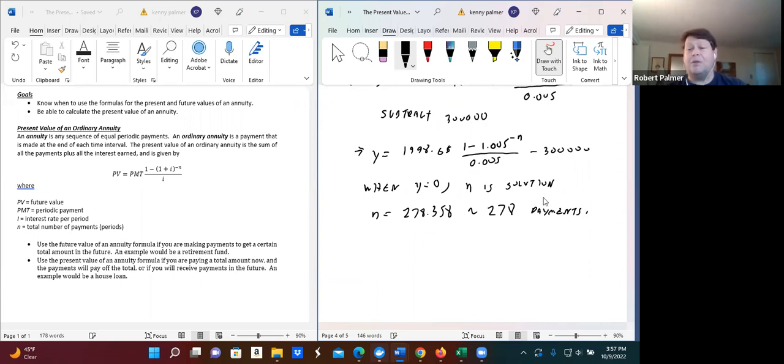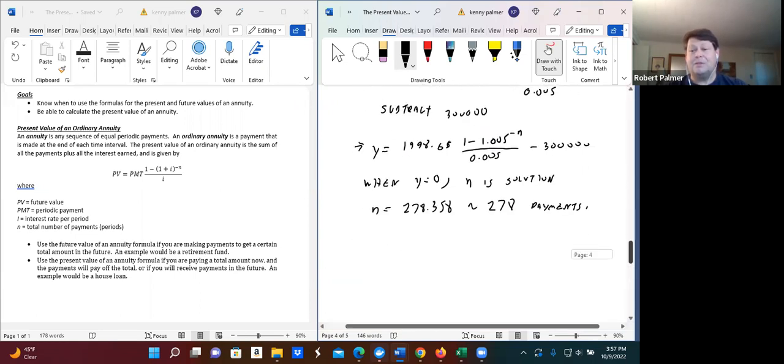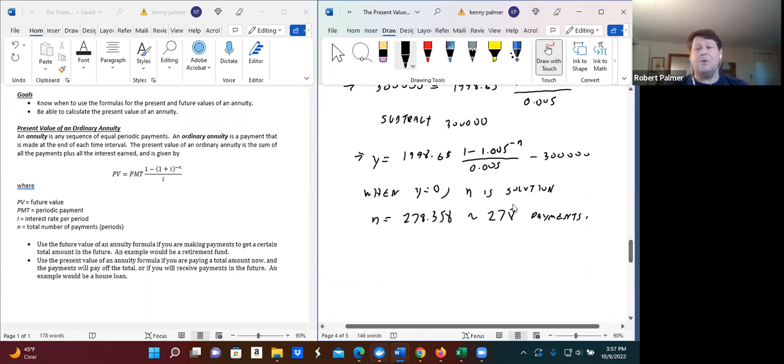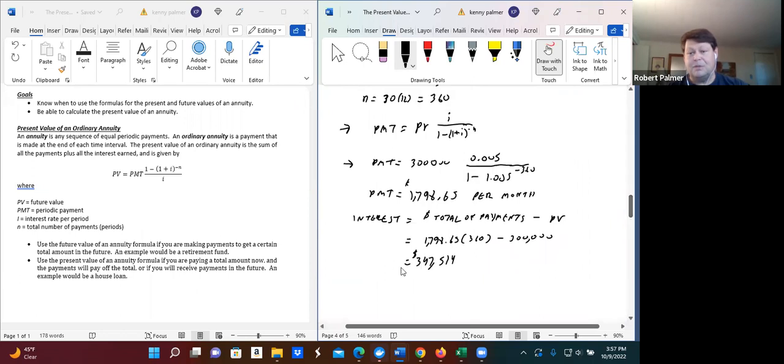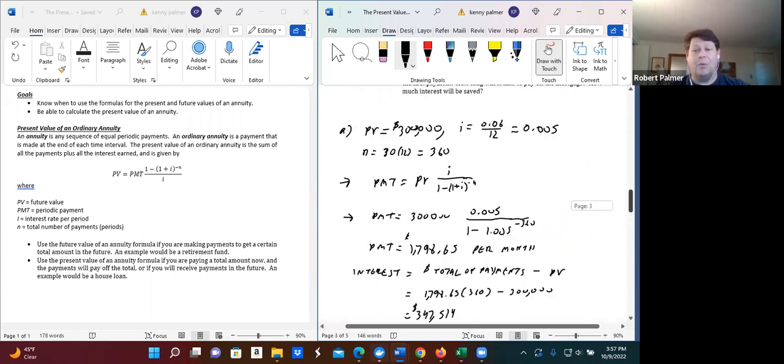Okay. Now compare that to 360, you can see that's quite a bit less. So just by adding $200 a month, we're saving quite a bit on payments. And the last part of that is the question: how much are we saving on interest? Remember, this is the interest we paid if we do it the original way.